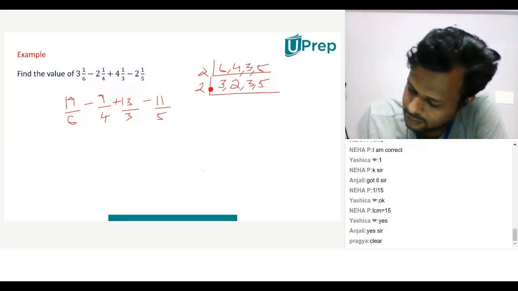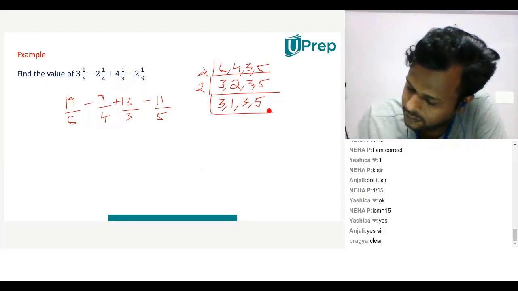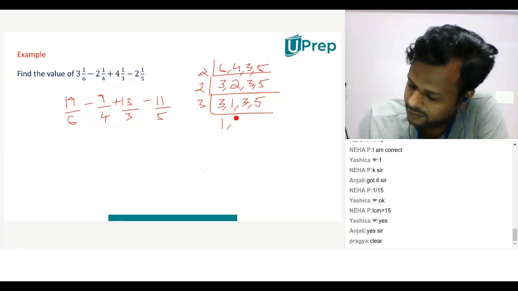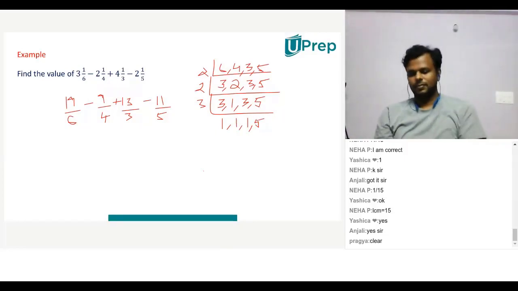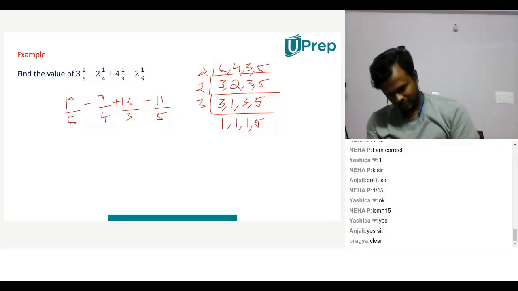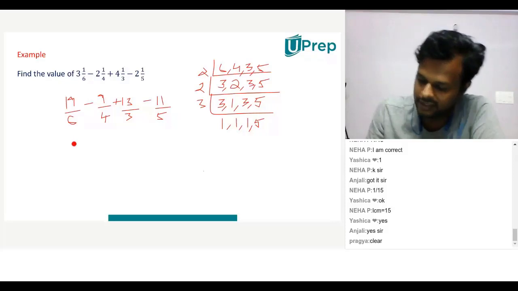Again, I have 3 as it is, 2 ones, this is 3 again, this is again a 5. So the LCM is 60. Okay, good. This is 1, this is 1, this is 1, this is a 5. Sir, I got 2 into 2, 2 into 3, 2 into 2 into 3 into 5. So 2 into 2 into 3 into 5. So the LCM is 60, children.